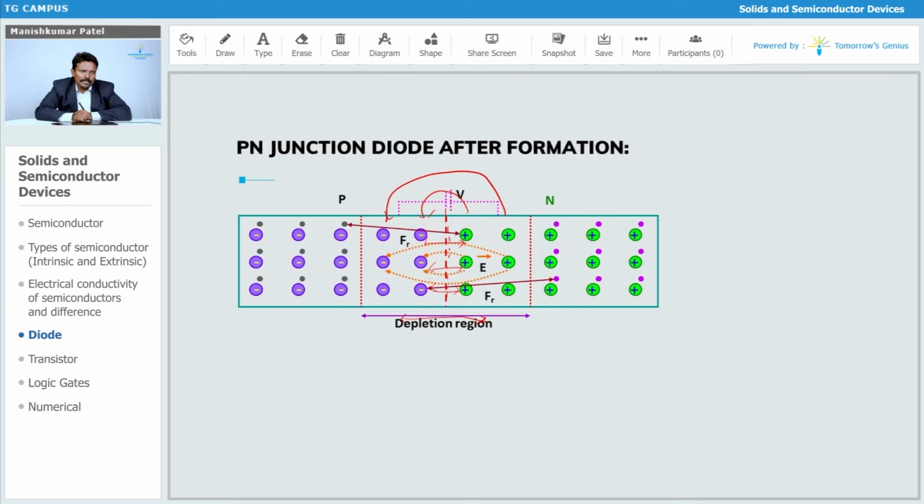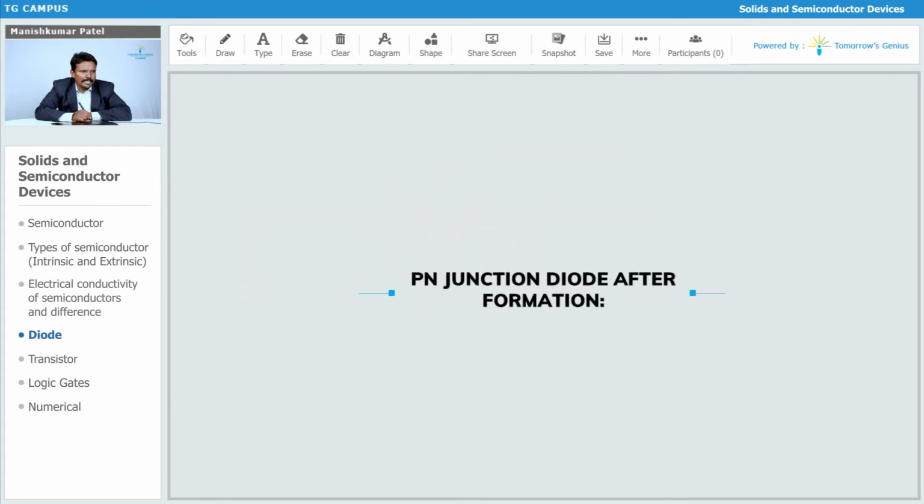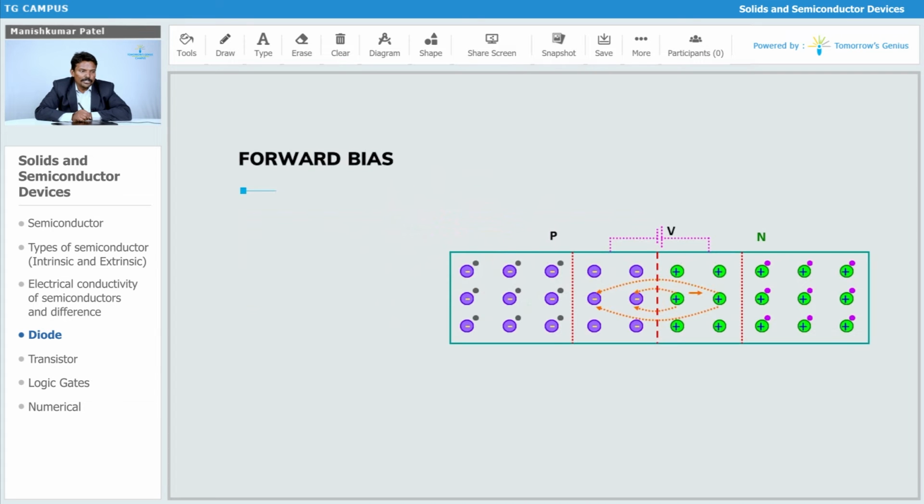The same thing which I had just shown: initially carriers can come, but after that they can't enter into the other region. So based on that, what is forward bias? First of all, what do we mean by biasing? Biasing means you have to apply some external voltage to your diode, which mainly consists of a p-n junction, which we are going to connect over here.